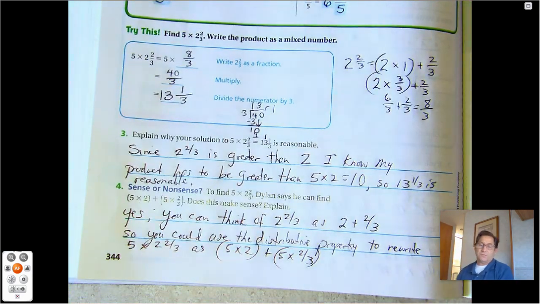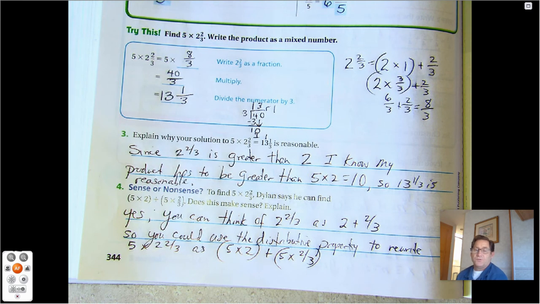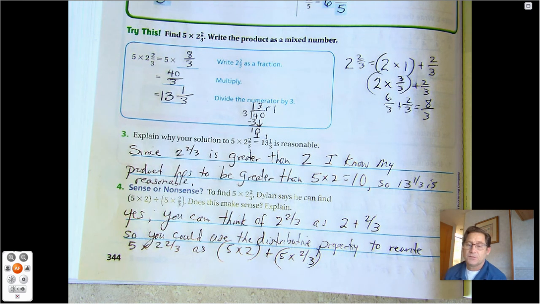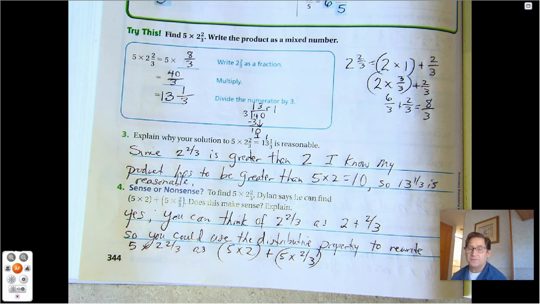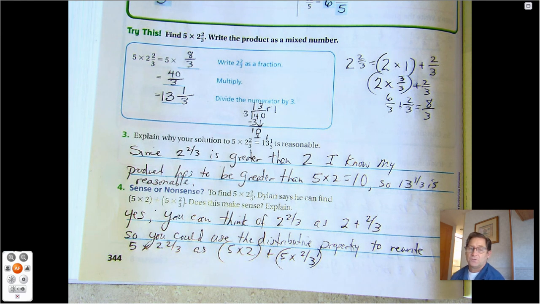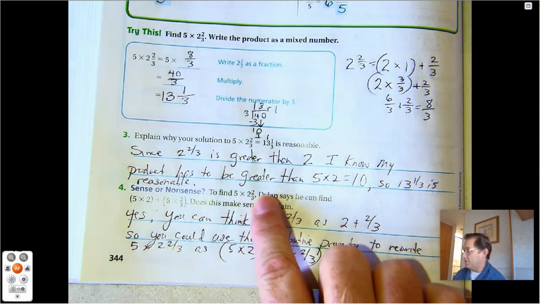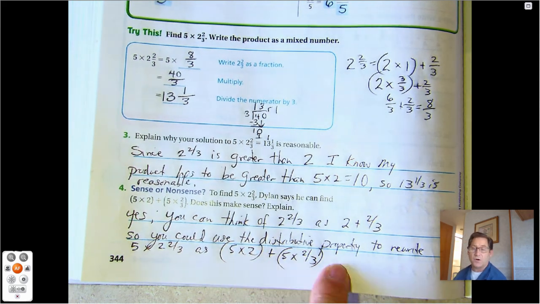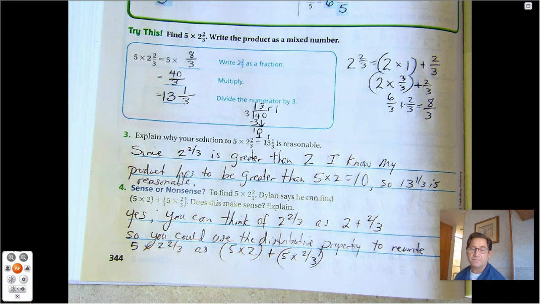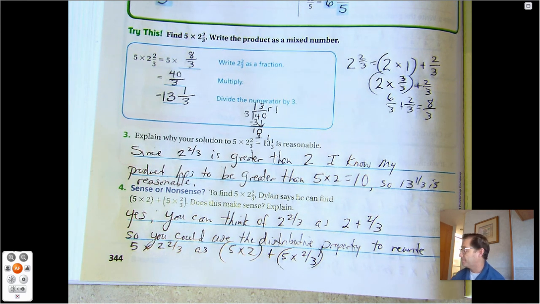All right. So since we can think of 2 and 2/3 as 2 plus 2/3, I can apply this distributive property and rewrite 5 times 2 and 2/3 as 5 times 2 plus 5 times 2/3. So we're breaking up the 2 and 2/3 into 2 smaller parts and multiplying by 5. Multiplying both parts by 5. All right.